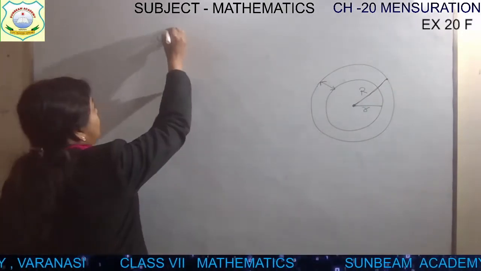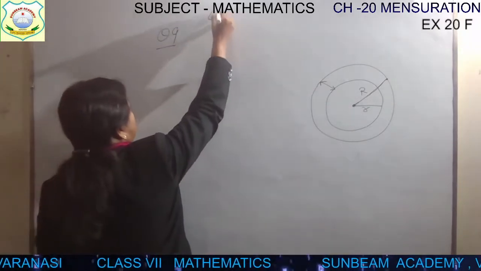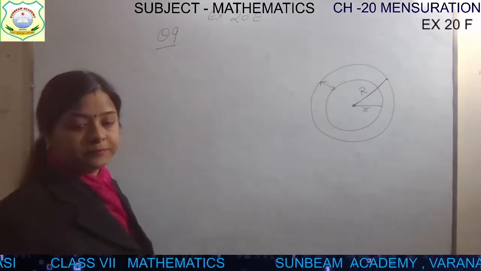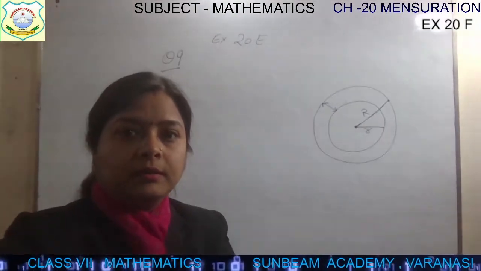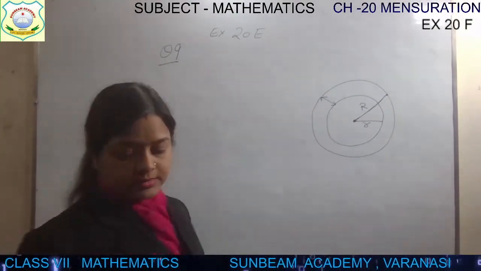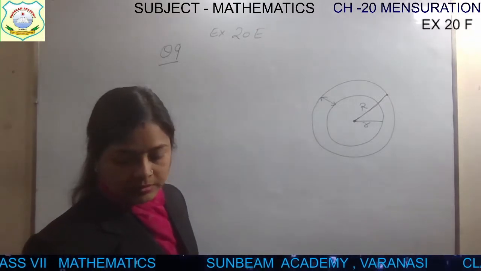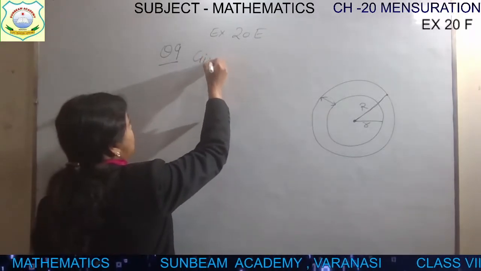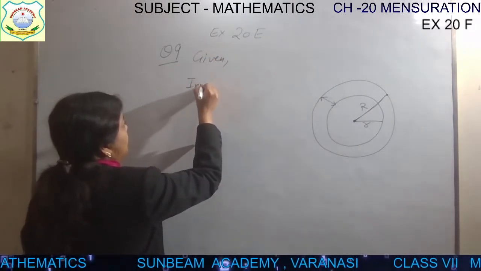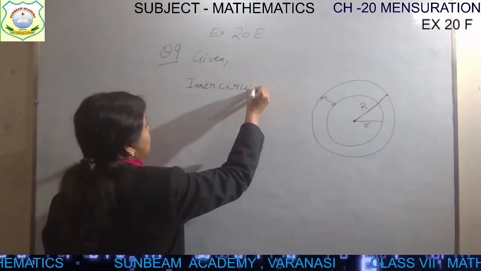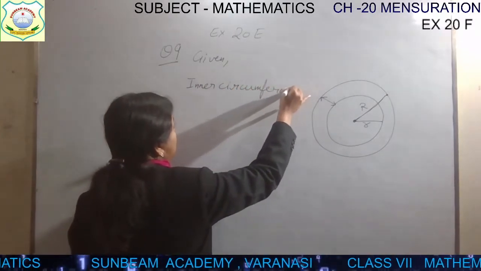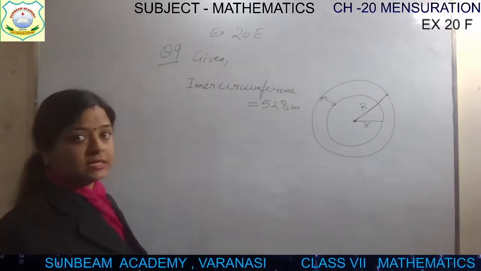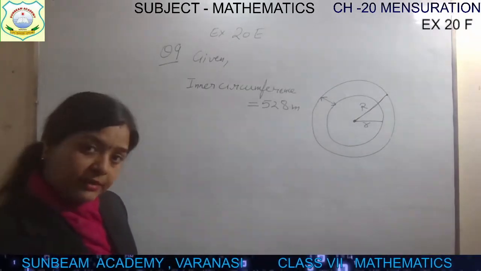Now question number 9. This is exercise 20E, children. So 20F we will do after this. Inner circumference is 528. What is given to us? Given: inner circumference is 528 meter. It is given to us.